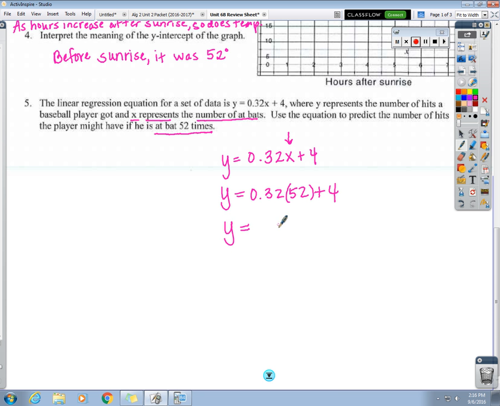Okay, and what did you get? Right, and obviously you can't have 0.64 of a hit, so you could say between 20 and 21 hits.